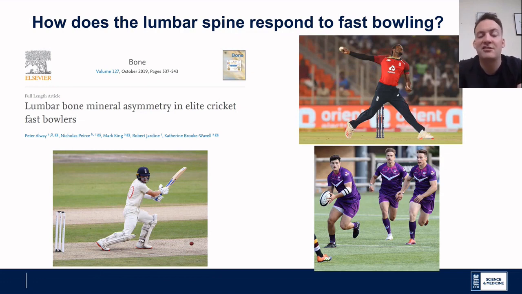We chose the batters because their training volume is going to be similar to the bowlers, and we chose the rugby players because the forces in rugby are really bilateral, so it should be very different to what we see in the asymmetric fast bowling technique.